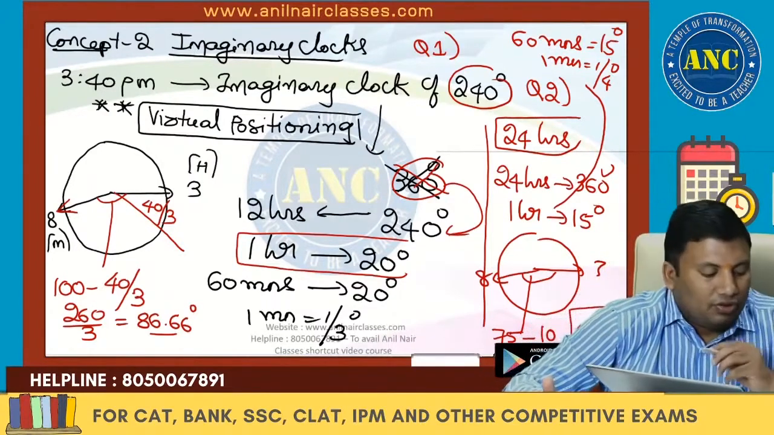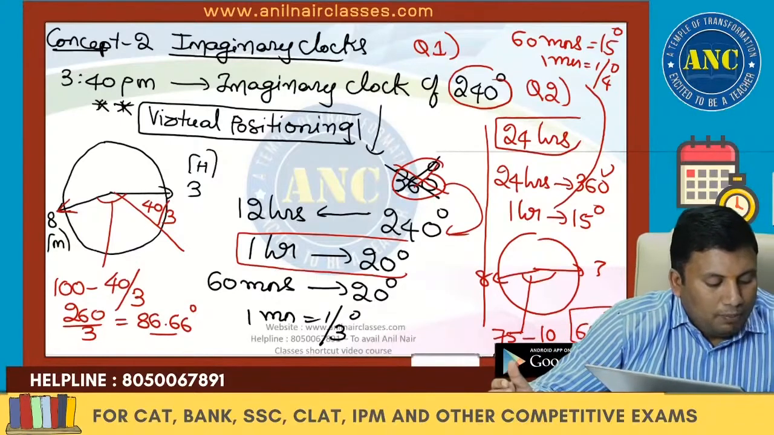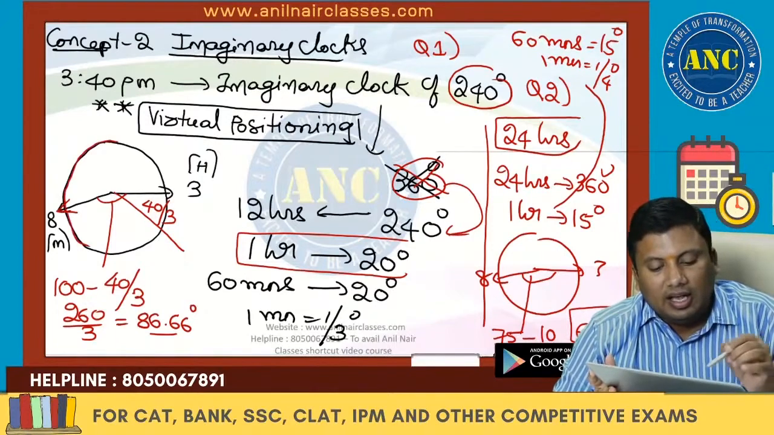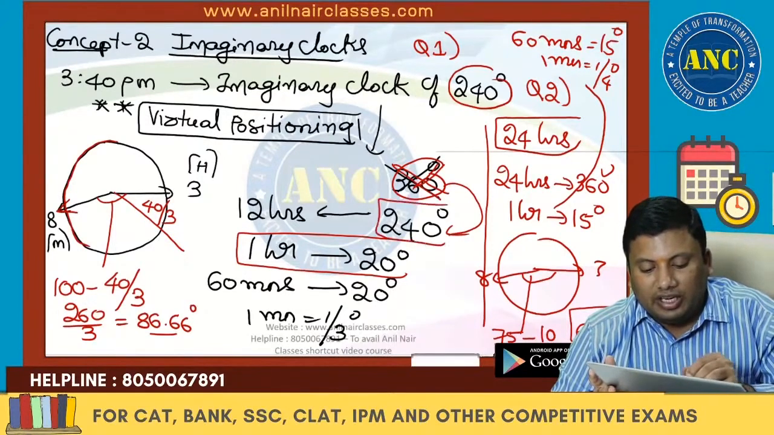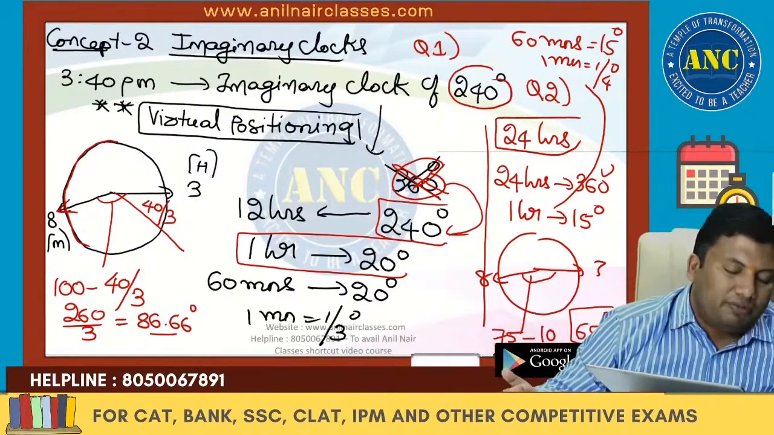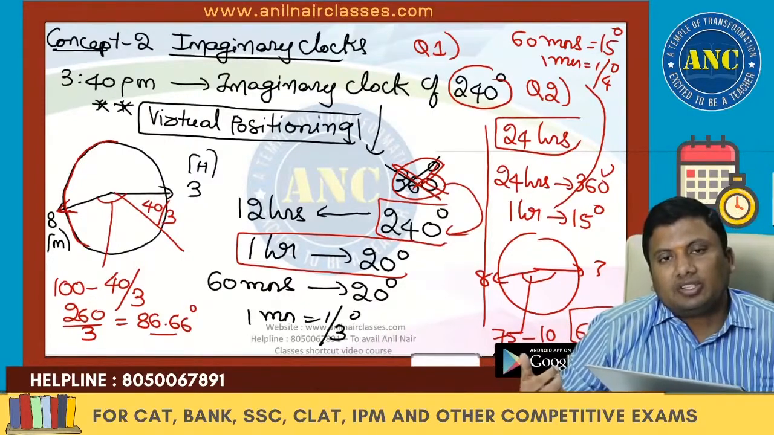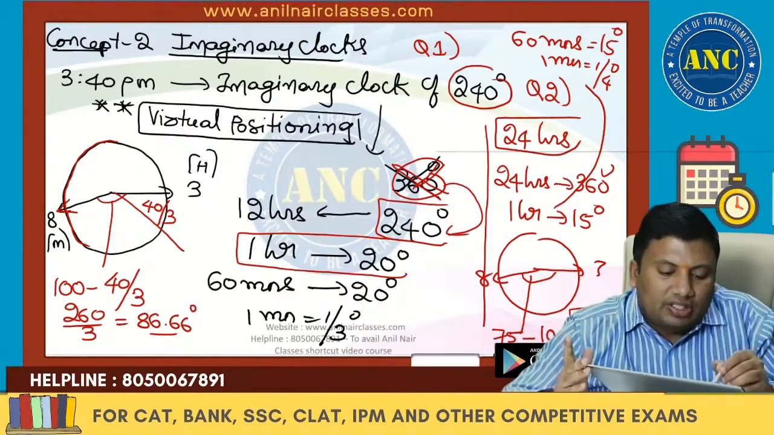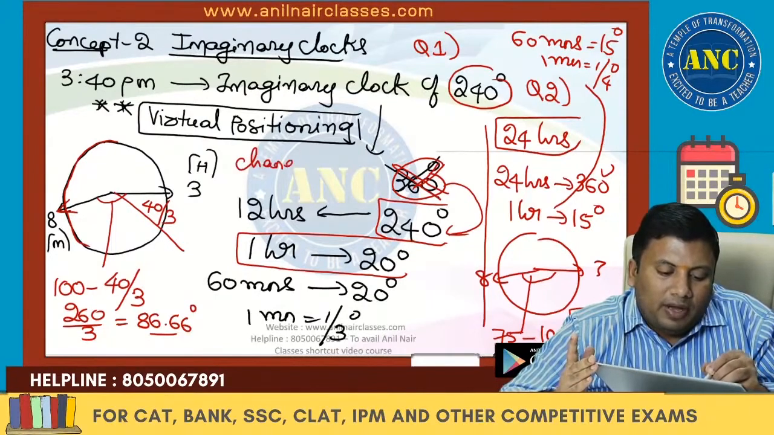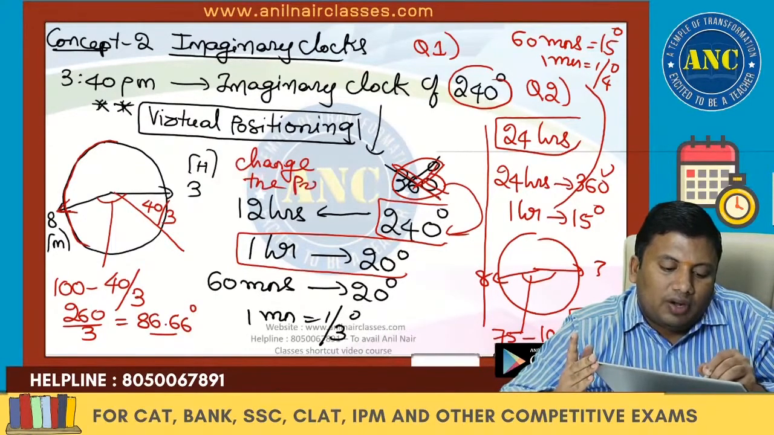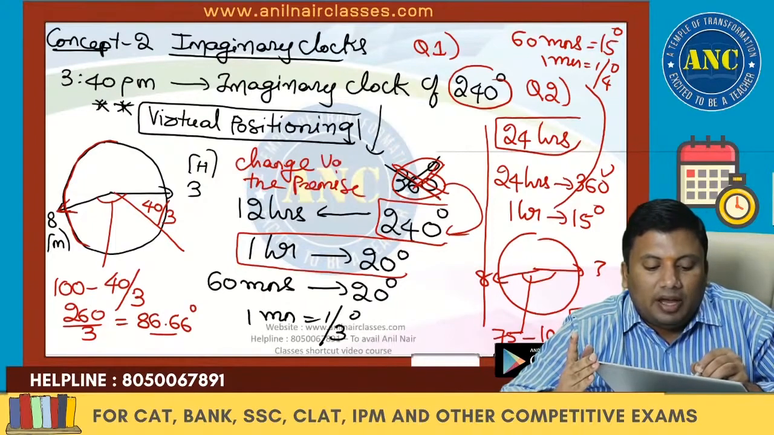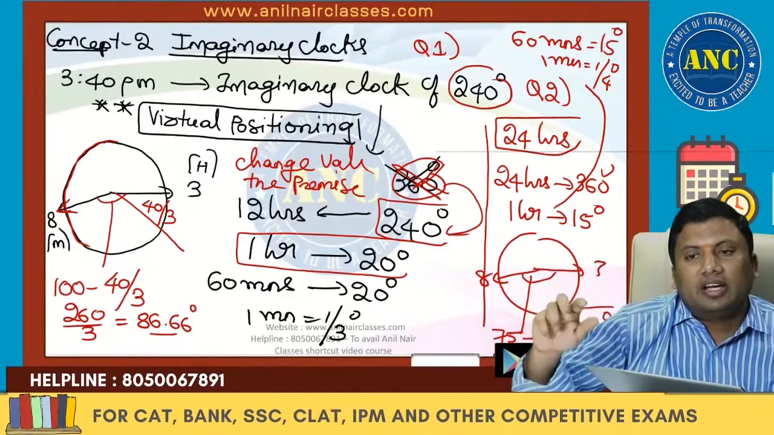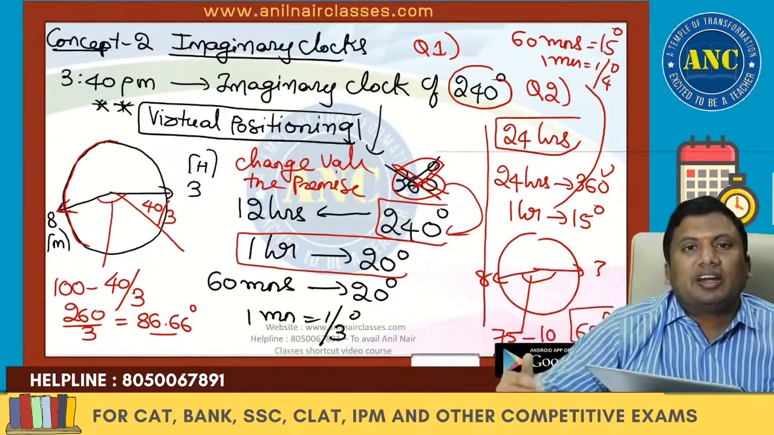This is the beauty of the concept. Total angle in a circle, instead of 360, it is 240 degrees. Instead of 12 hours, it could be 24 hours, or 36 hours. Instead of 1 hour being 60 minutes, it is 90 minutes. Whatever is there, change the premise values, and you will get every possible question for an imaginary clock. This is where logic will defeat formulae. Formulae are derived from logic; logic is never derived from formulae.